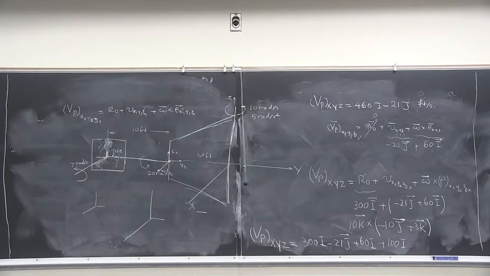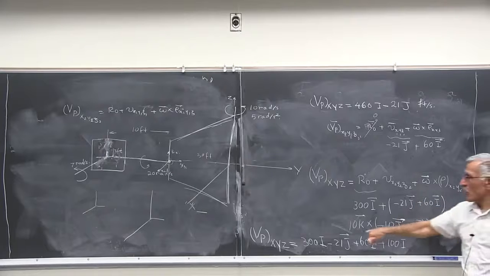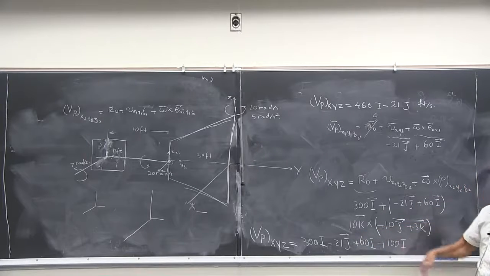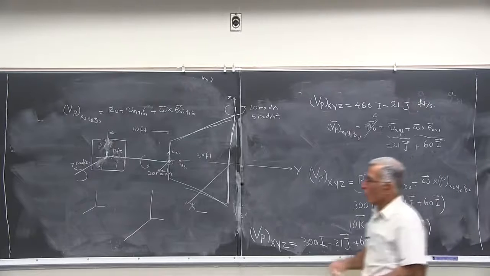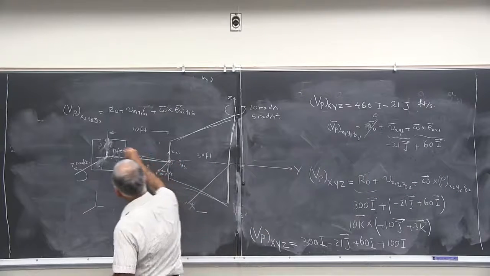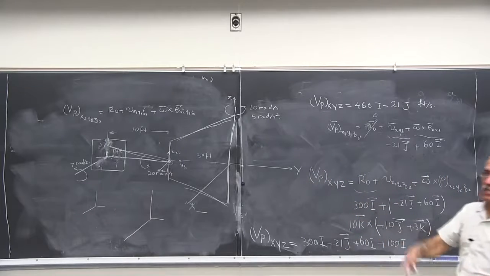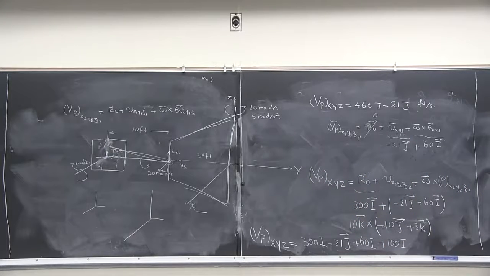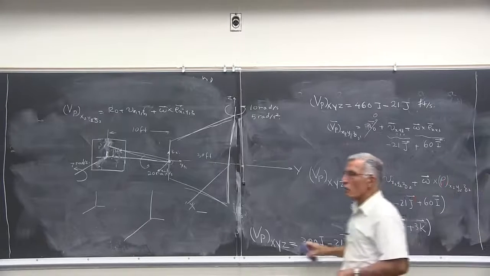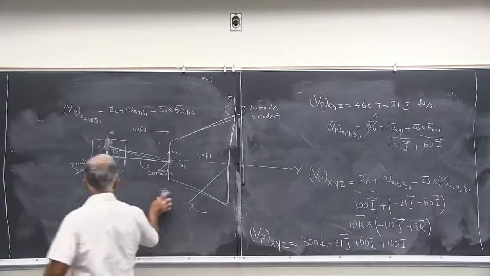So you can say that omega is equal to 10k times rho with respect to x2, y2, z2. Rho with respect to this auxiliary, and that's a rho this time. And the rho is equal to minus 300j, minus 10j, plus 3k. You put them together, and that becomes velocity. That becomes 460I minus 21j. All right, now we would like to find acceleration.